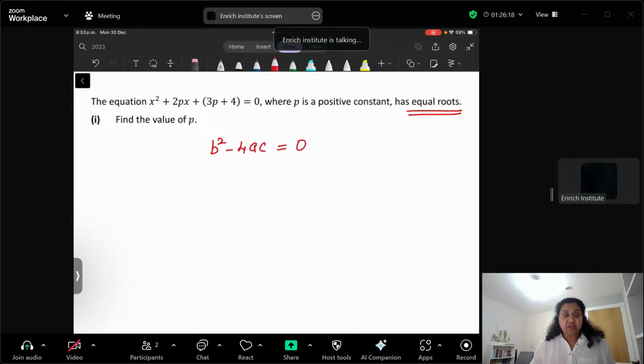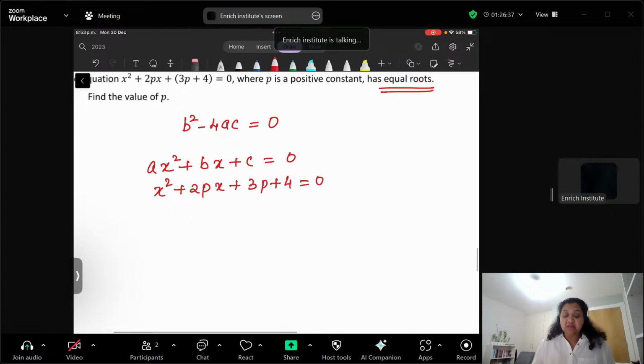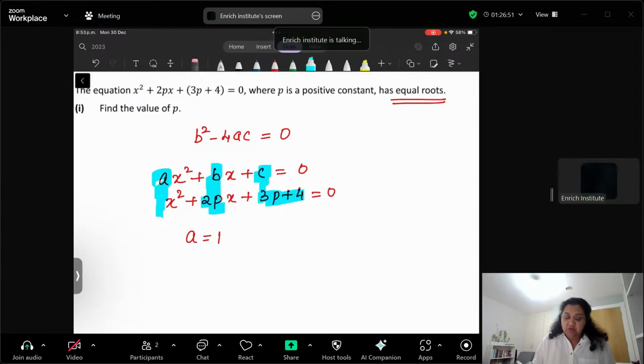Now it's just a matter of finding the values of b square minus 4ac and then putting it in. So what is the expression? ax square plus bx plus c is equal to 0. Our expression here is x square plus 2px plus 3p plus 4 is equal to 0. Whenever you get a question like this, it is easy for our mind to just write it. a is equal to 1. How are we getting it? a is this one, b is this one, c is this one. So a is equal to 1, b is equal to 2p, c is equal to 3p plus 4.